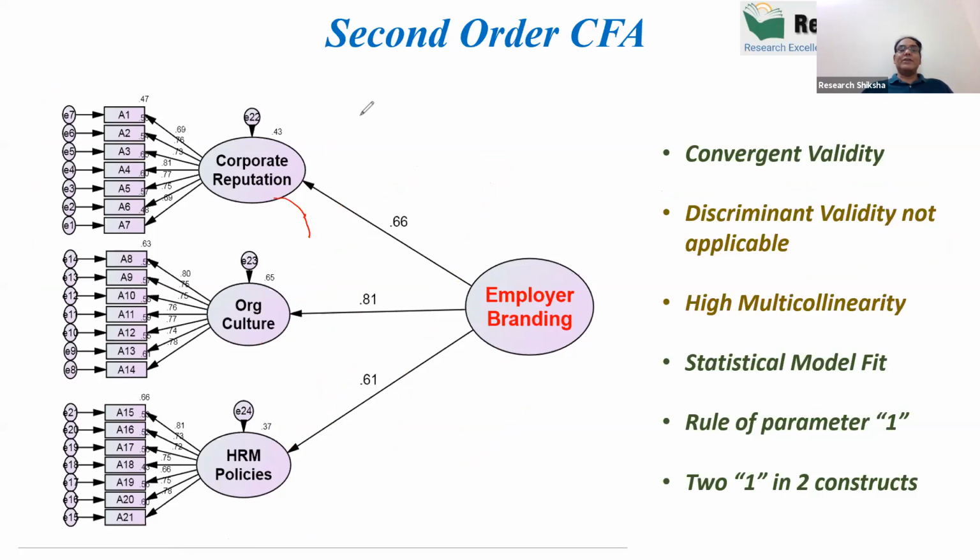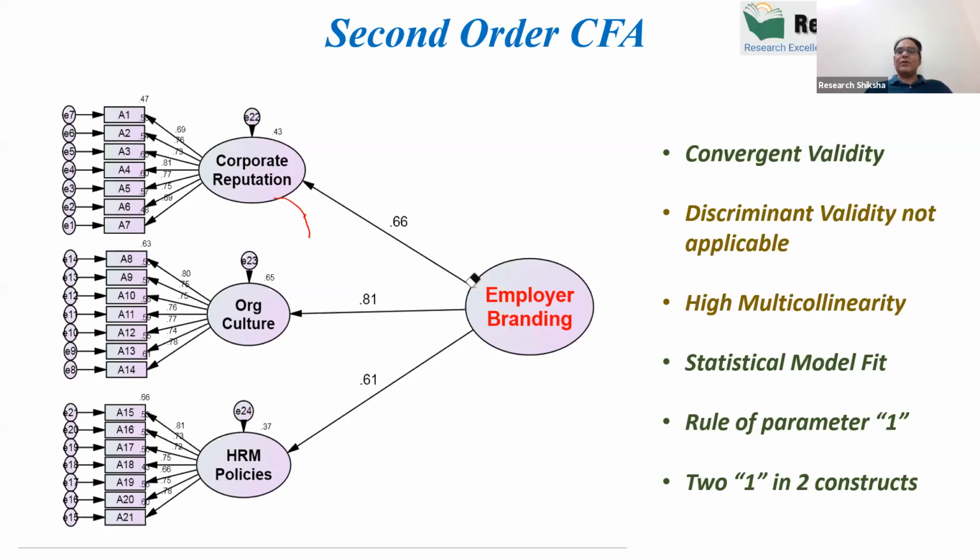And second order CFA is quite popular in literature. In most of the cases, I found that the second order is applicable. For example, if somebody belongs to organizational behavior, there is a concept called emotional intelligence. Emotional intelligence consists of personal intelligence and social intelligence. Then personal intelligence further consists of three things: self-respect, self-awareness, and self-realization. And social intelligence is also measured by social skills and social interaction.